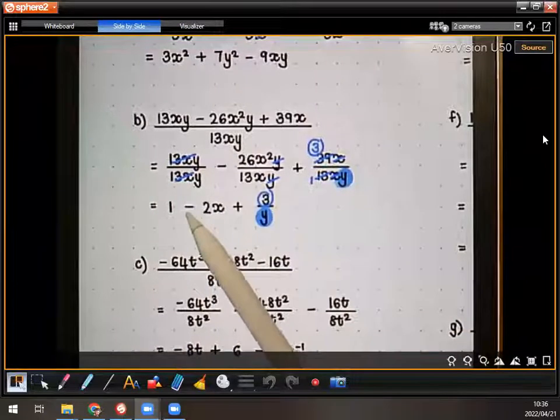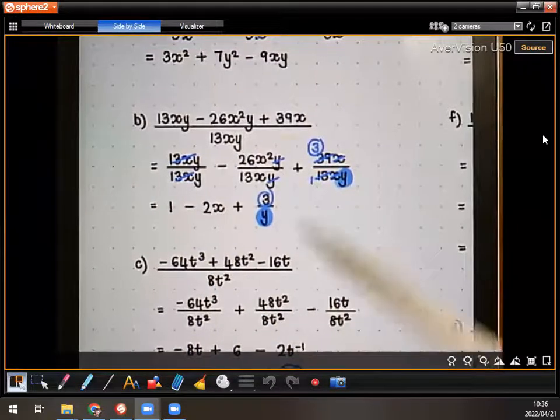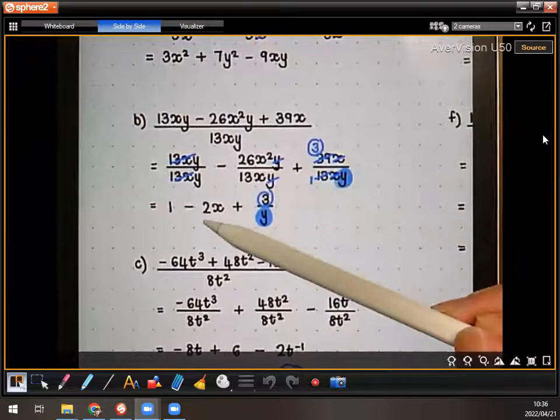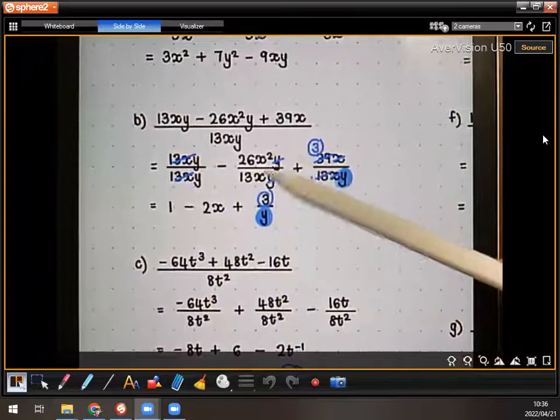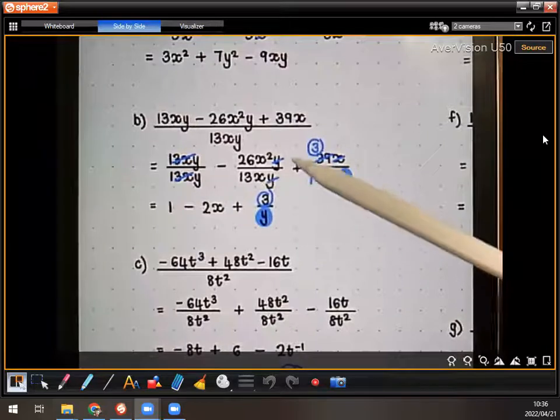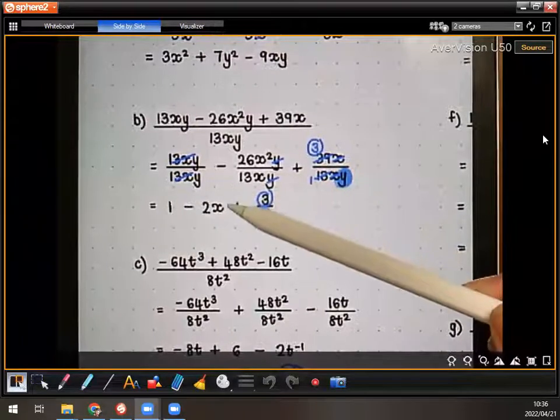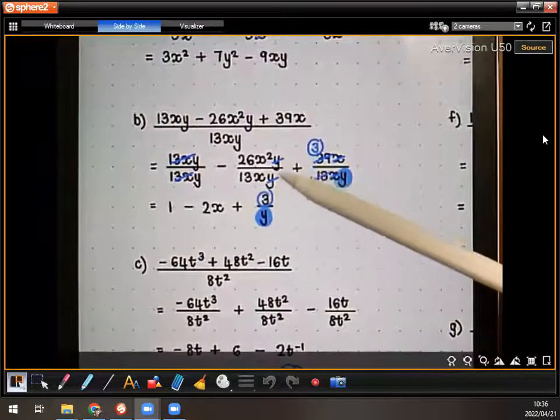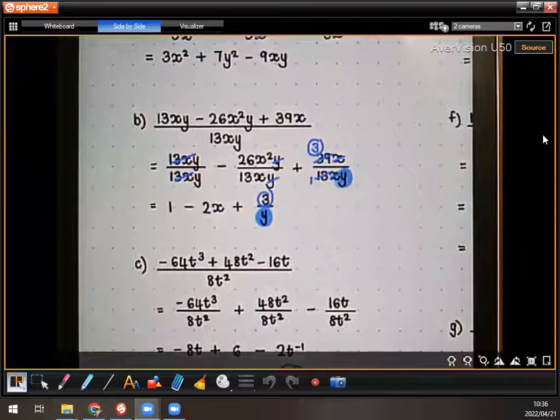For the next one, there's a minus in front. Okay, so we keep that minus. 26 divided by 13 is 2. X squared divided by x. Right, we say 2 minus 1. That's just 1 for that exponent. And the y's cancel each other out. Okay, so that one is minus 2x. So we find that middle term.